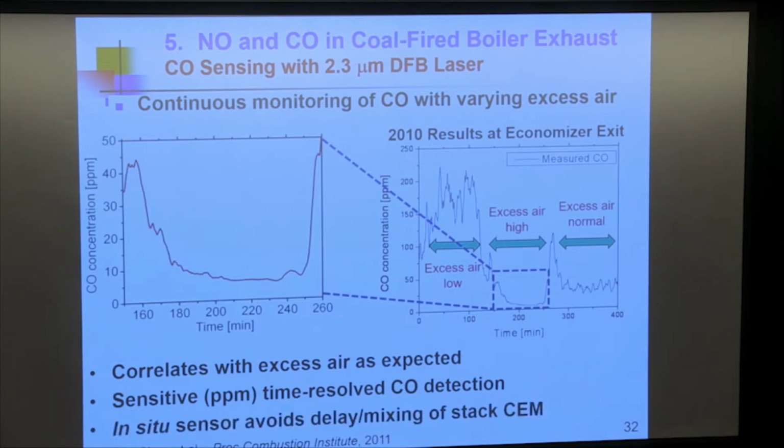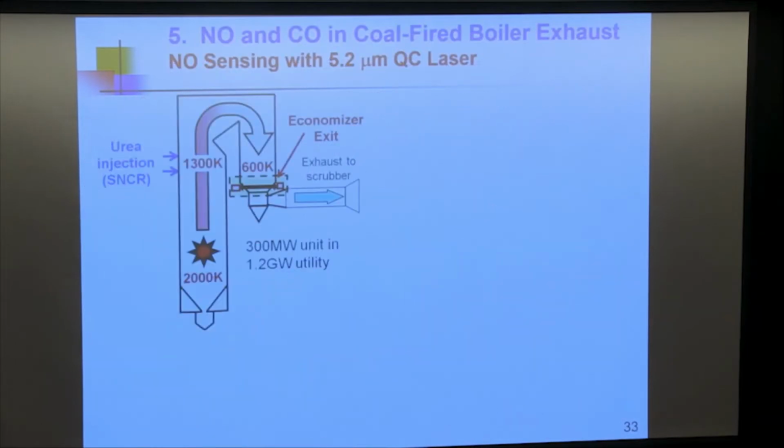Sensitive detection. The way they would have measured the CO would be at the exit of the stack, which is, I don't know, 30 seconds of flow way downstream in the system. Anyway, this CEM stands for continuous emission monitoring. That's a standard way for these places to characterize the emissions of their power plants.